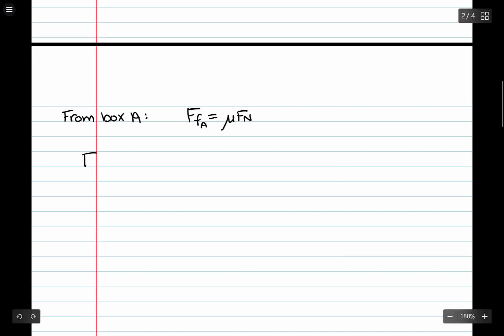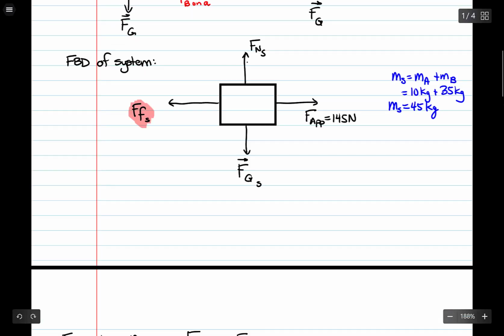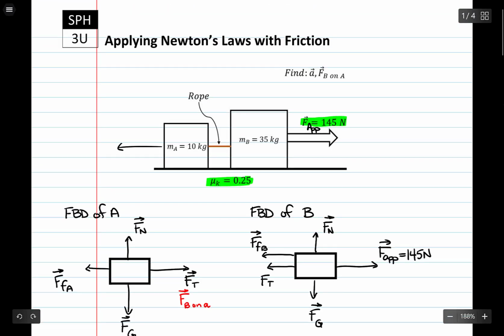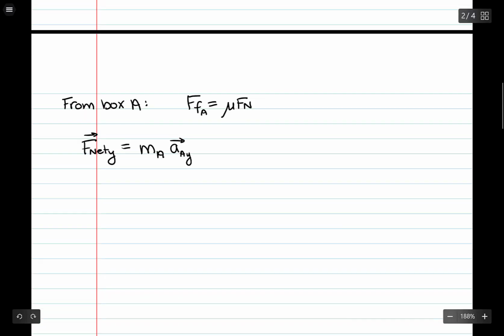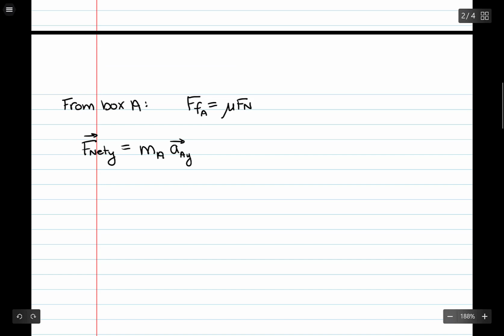So we have the net force in the y direction. That's going to be our vertical force. It's going to be equal to m of box A multiplied by the acceleration of box A in that y direction. And that's a vector. And since the box is not accelerating off the surface, or it's not accelerating vertically at all, that tells us that this net force will be equal to 0. That's because the acceleration is 0.